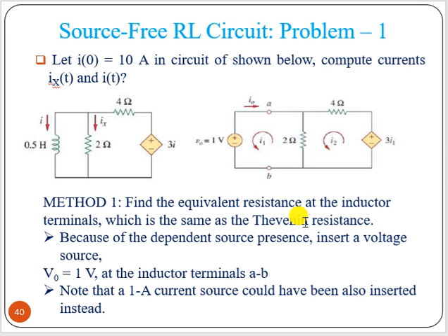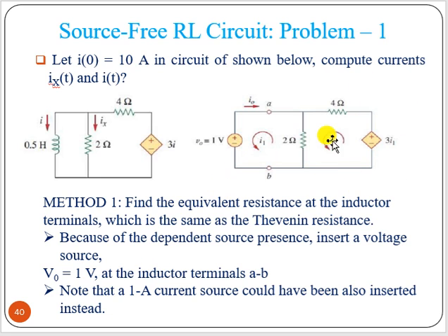Let us find the equivalent resistance at the inductor terminal, which is the same as the Thevenin resistance. Because of the dependent source present, inside a voltage source, that is a trace voltage source, you have to put 1 volt. If you find I0, we will get the value of RTH.